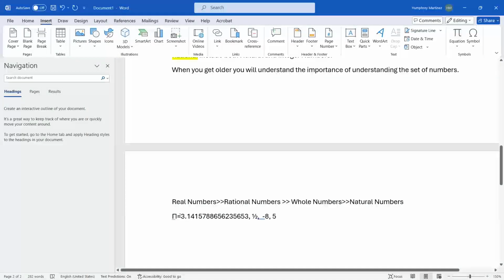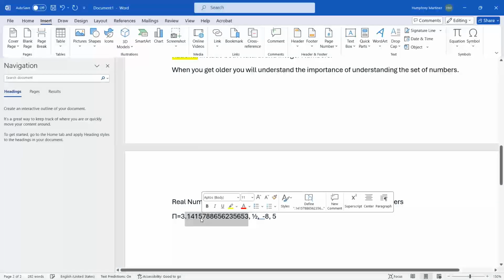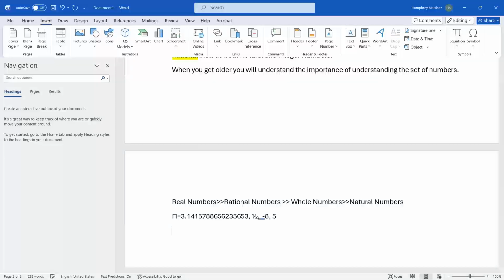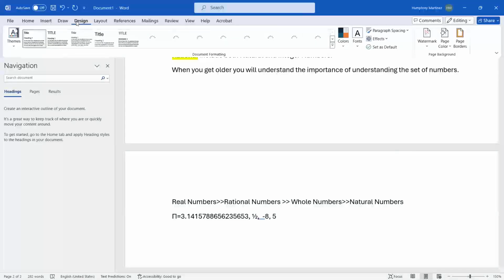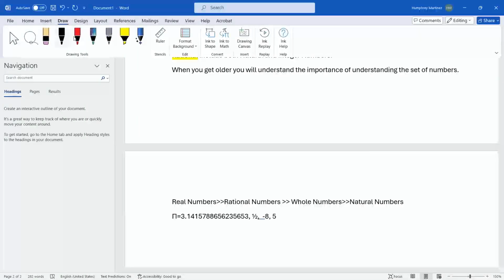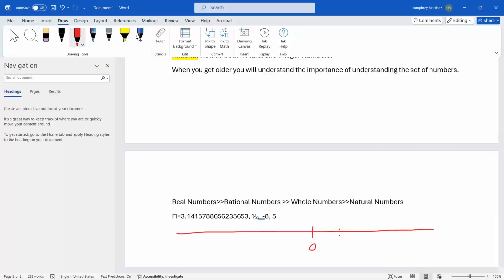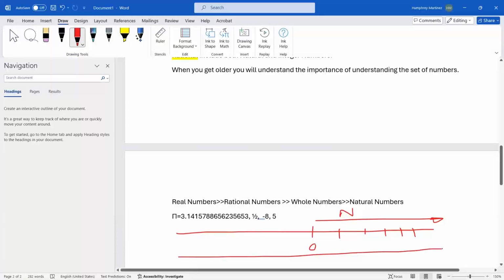¿Entienden eso? Los números reales pueden tener muchas posiciones decimales, decimal points, you know? They have a decimal. Por ejemplo, si ustedes tienen una línea, if you have a line, okay, you can have zero here. Okay, the natural numbers start here. Here start the naturals. Okay. The whole numbers are all of this, you know, it's going from minus infinity to infinity. Okay.